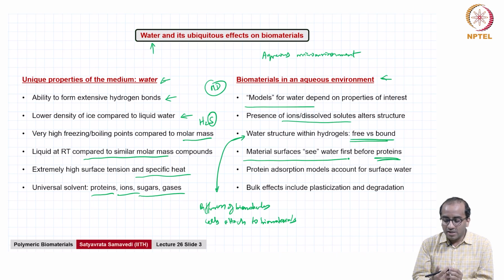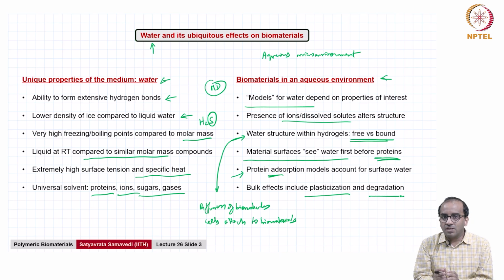Then proteins come and adsorb. So, any protein adsorption models that are meaningful will account for the presence of surface water. Now, protein adsorption is something we will look at in a future lecture when we talk about surface properties, but remember here our goal is to look at all of this in the context of bulk properties, particularly what water can do in terms of both plasticization and degradation.